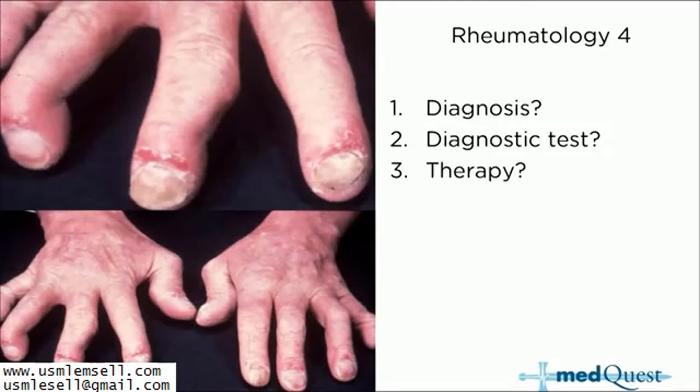psoriatic arthritis. So psoriatic arthritis is one of the seronegative spondyloarthropathies: ankylosing spondylitis, reactive arthritis (formerly Reiter syndrome), and psoriatic arthritis. There's no blood test. That's why it's called seronegative. No rheumatoid factor.